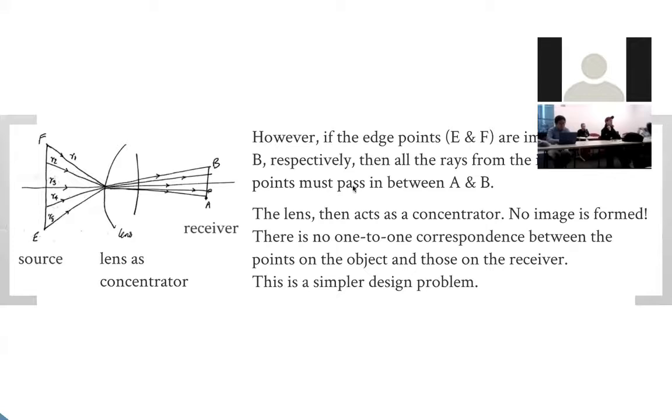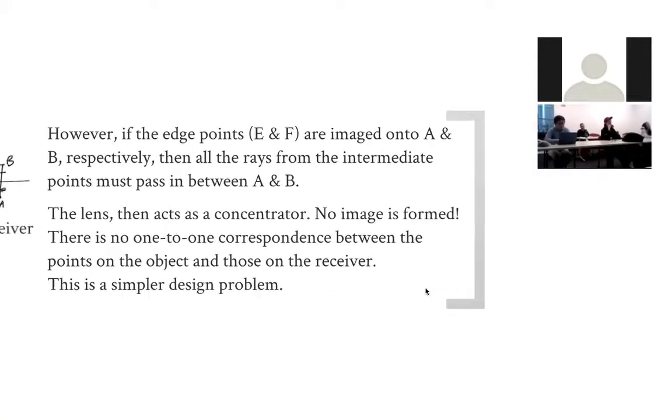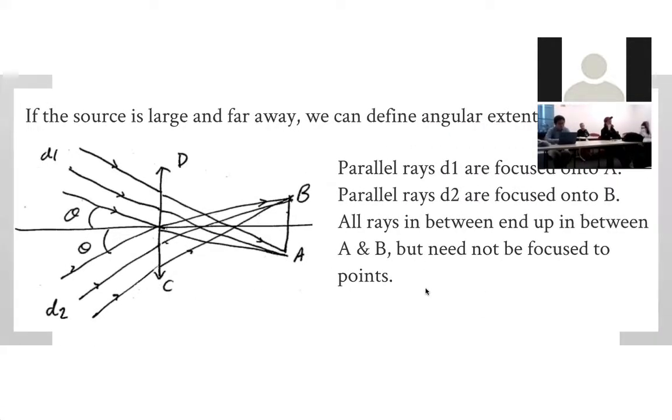So this is a non-imaging design problem, and it's a much simpler design problem. So that's the good news. Imaging is much harder to do. Non-imaging is generally easier to do. Of course, there are situations where it becomes very complicated. Okay, so that's something you have to think about a little bit. Now let's consider the situation when the source is large and far away, which is of course the case of the sun, right?